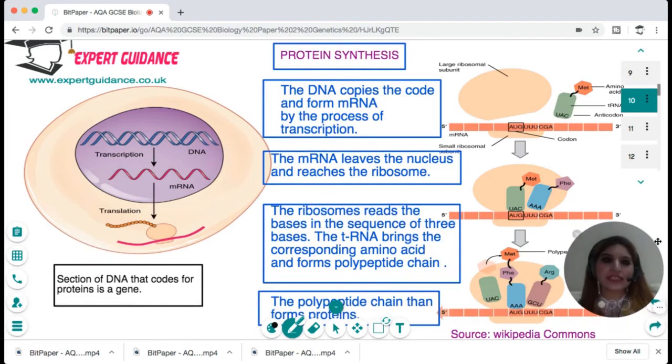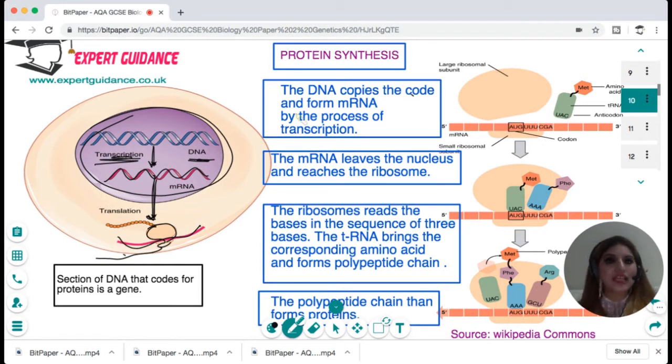Next is protein synthesis. That's for the higher tier. Now, when you have a DNA, the DNA is converted into the mRNA, and this process is known as transcription, and that takes place in the nucleus of the cell. Then this messenger RNA leaves and reaches the ribosomes in the cytoplasm, and this messenger RNA code is read and an amino acid chain is synthesized.